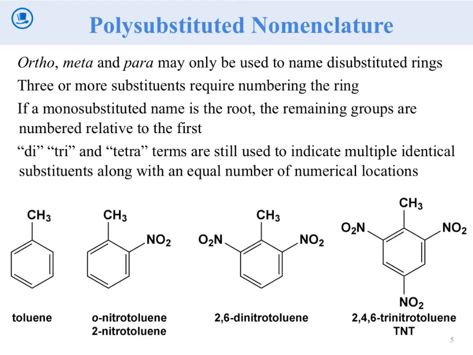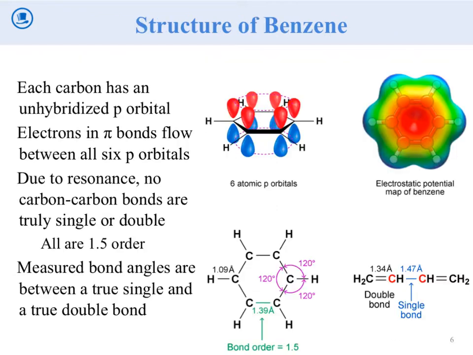It's only used for disubstituted rings because you're really only talking about the relationship between 2 things. When you have 3 things, you're going to have to use numbers instead. Di, tri, tetra. But again, I just want you to see it. Not going to ask a lot of questions on this, or any questions on this.